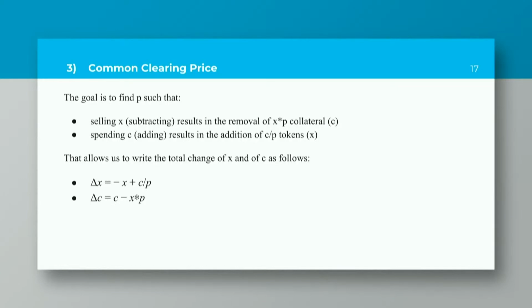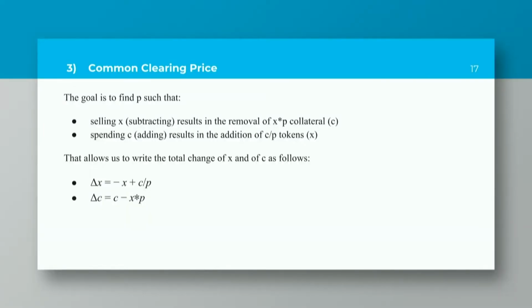The way it works is you basically have this goal of finding some universal price P. You can think of all of the sells and all of the buys as being a total change in tokens and a total change in collateral, that's delta X and delta C. When you're selling some amount of X tokens, these are all the sells, this is going to result in the removal of some amount of collateral, which is going to be that universal price times the number of tokens being sold. You can also think of the delta collateral being all of this collateral coming in from the buys, with the addition of that collateral divided by some universal price number of tokens.